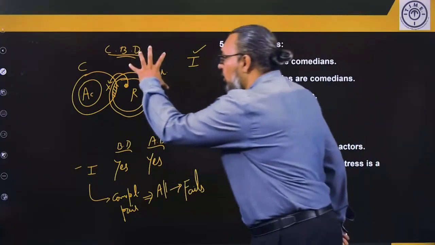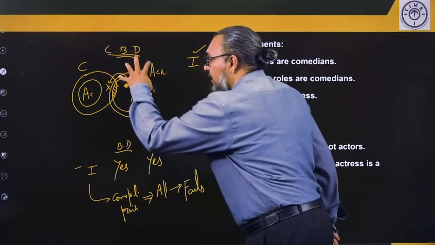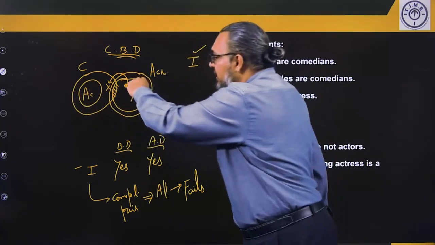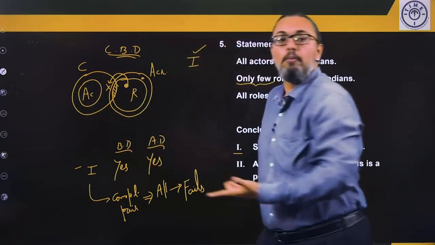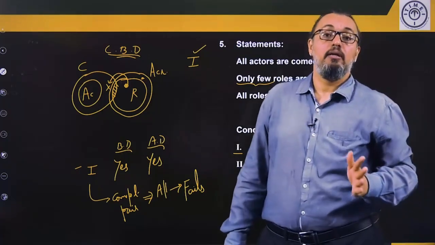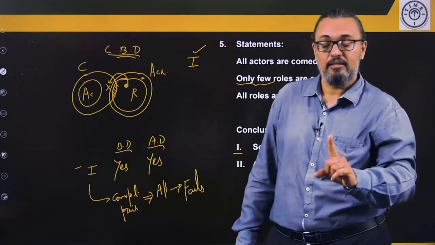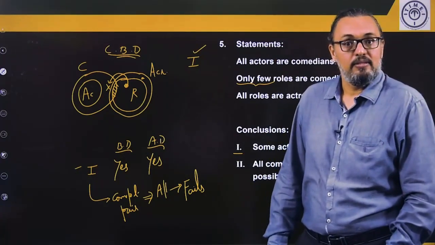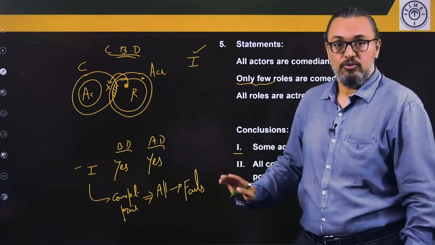Correct? Because if I take all actresses inside actors, the complete R circle which is inside actress will also go inside. That means the shaded portion also goes inside the comedy. Not possible. Understanding this? So that's why you say complementary fails. So given negative follows. Got it?